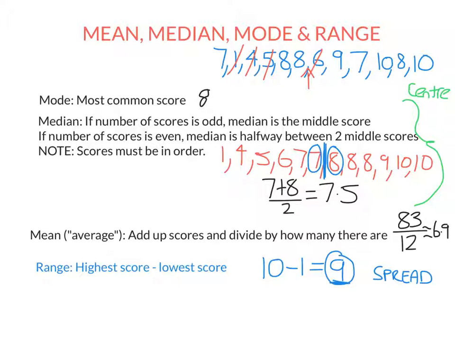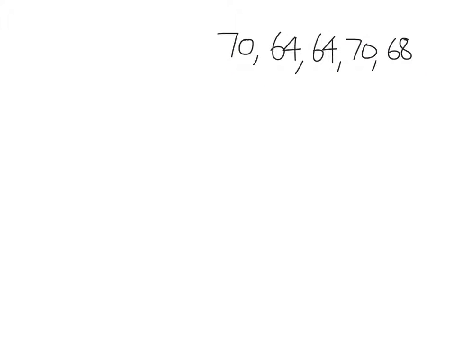So I'm just going to do another quick example, this time with an odd number of data points. So please pause and copy this down if you need. So here is a set of 5 data points. We're going to calculate the mean, median, mode, and range again. So remember, the mode is the most common.